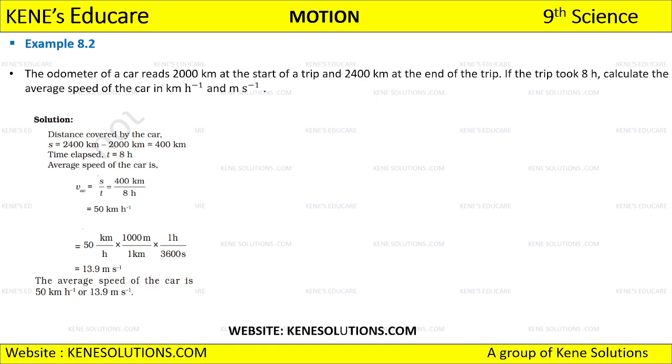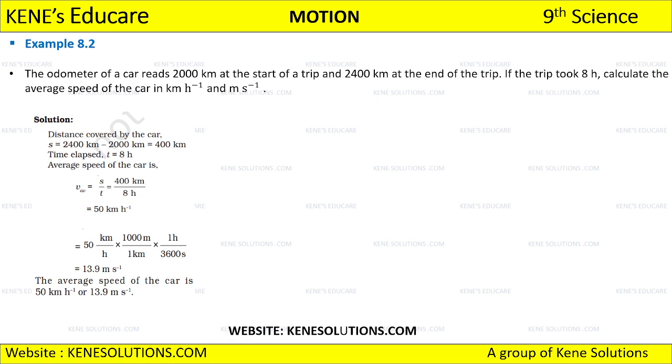Now, the time elapsed, the total time taken, is 8 hours. And average speed of the car, how do we calculate that? V is equal to S upon T, right? Distance traveled upon time taken. So distance traveled is 400 kilometer. Time taken is 8 hours. So when you calculate this, you get the answer as 50 kilometer per hour.